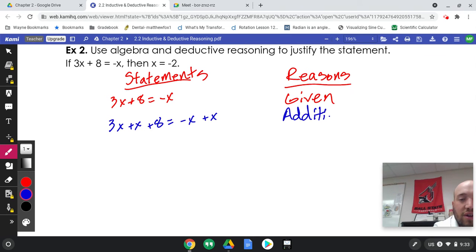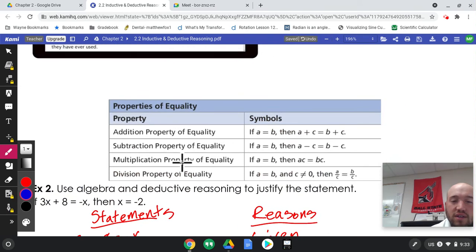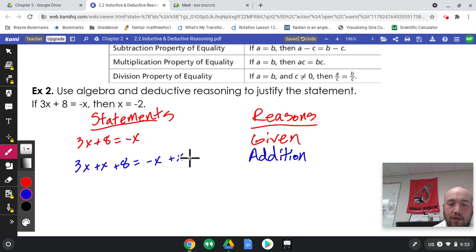Now, technically, you should probably put property of equality. As you can see, our properties here: the addition property of equality, when we add the same thing to both sides. Subtraction property of equality, we subtract the same thing from both sides. Multiplication, we multiply both sides by the same thing. Division, we divide both sides by the same thing. But I'm not going to make you put property of equality, so addition is fine.